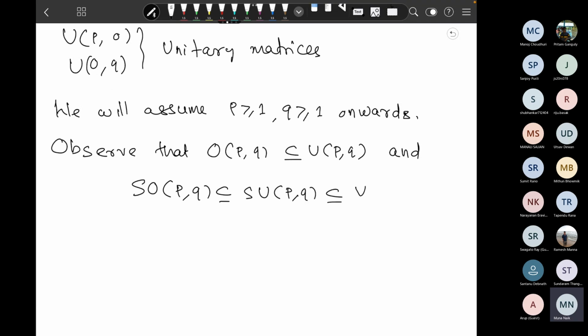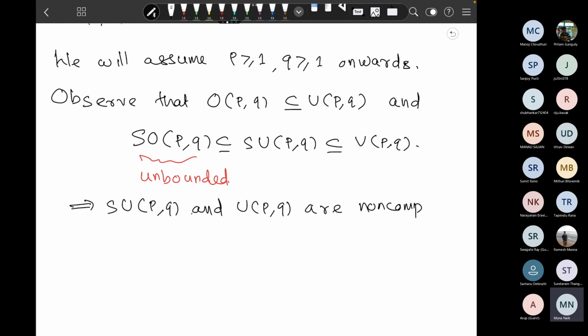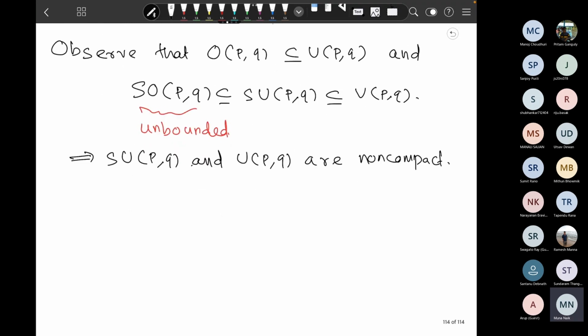Now you know that this thing is unbounded. That implies SU(P,Q) and U(P,Q) are non-compact. Now for connectedness, I have to first prove that if A belongs to U(P,Q).